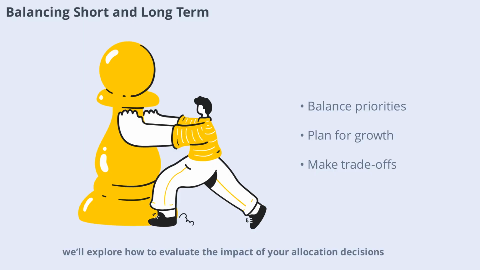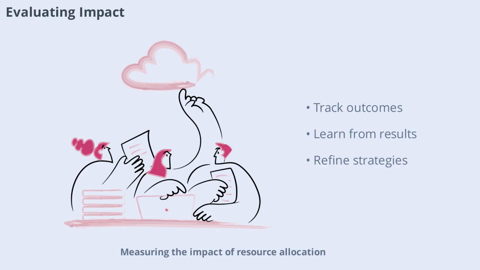Next, we'll explore how to evaluate the impact of your allocation decisions. Measuring the impact of resource allocation decisions is essential for continuous improvement. This involves tracking outcomes, comparing results to expectations, and learning from both successes and failures. Evaluation helps identify what's working and where adjustments are needed. By building a culture of measurement, organizations can refine their allocation strategies over time.